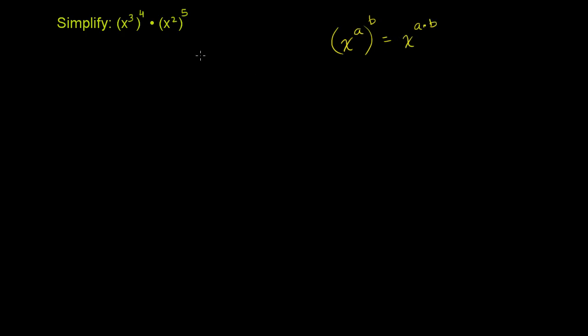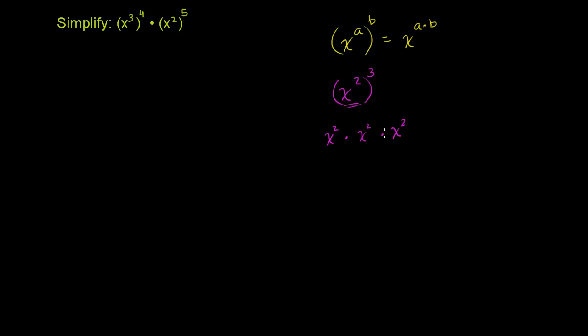And to see why that works, I won't do it with these right here. I'll do it with a simpler example. Let's say we are taking x squared and then raising that to the third power. Well, in that situation, that literally means multiplying x squared by itself 3 times. So that literally means x squared times x squared times x squared. I'm taking x squared and I'm raising it to the third power.